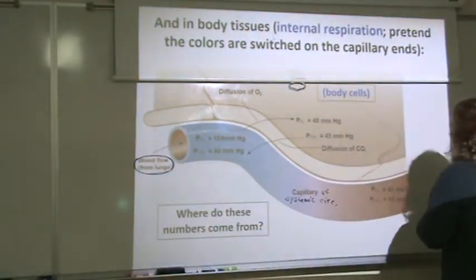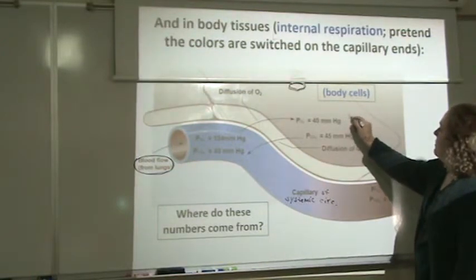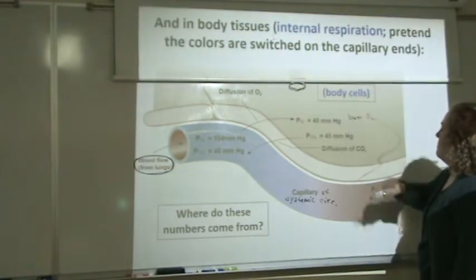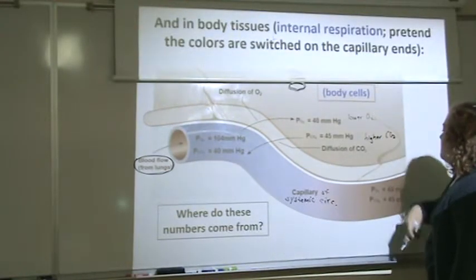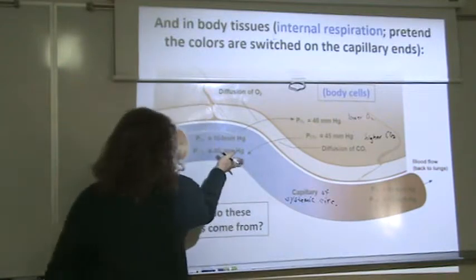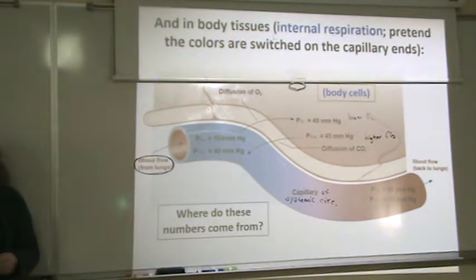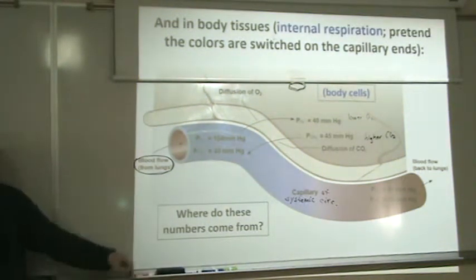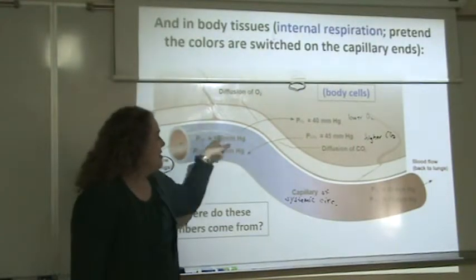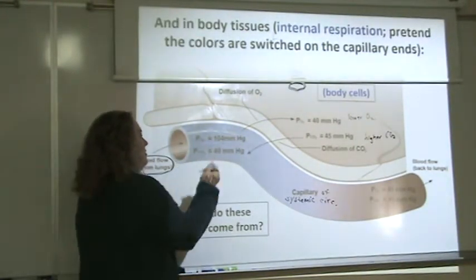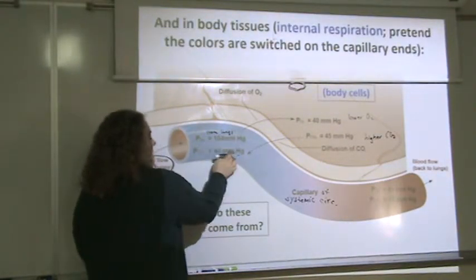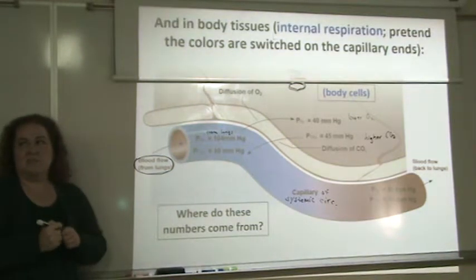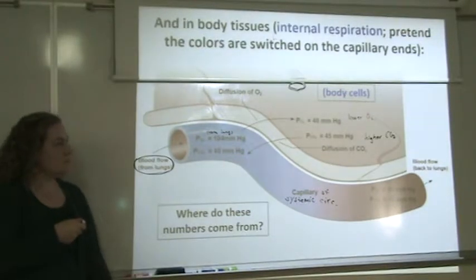So in the cells, we have lower oxygen and we have higher CO2 than the blood that is coming out of your aorta and through all your blood vessels. The blood that is coming here is high in oxygen from the lungs. And it's lower in CO2 because it just left the lungs, basically. And it's coming out to the tissues.